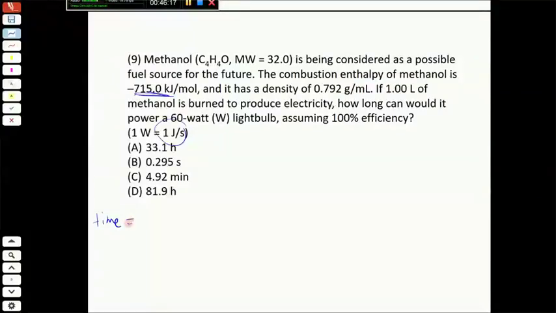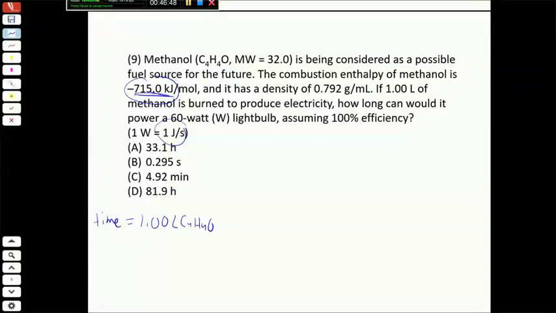But let's start with what we're given, which is that we're burning 1 liter of methanol. Now methanol is a liquid, so if we're going to convert liters into moles, we can't use the ideal gas equation. We can't use molarity. What we're going to use instead is the density to get it into grams, and then we'll use the molar mass to get it into moles. So the first thing we're going to do is find out how many moles of methanol we have, because that's going to allow us to figure out how much energy we get if we burn that much methanol.